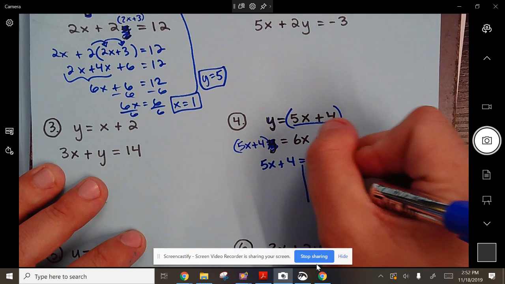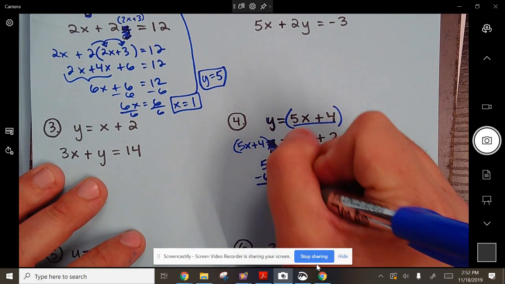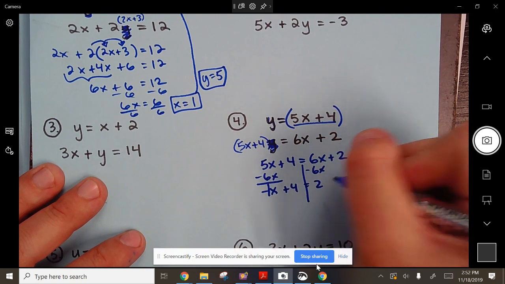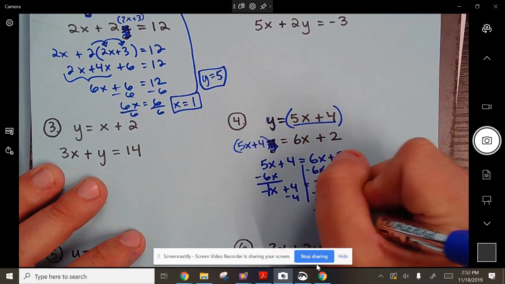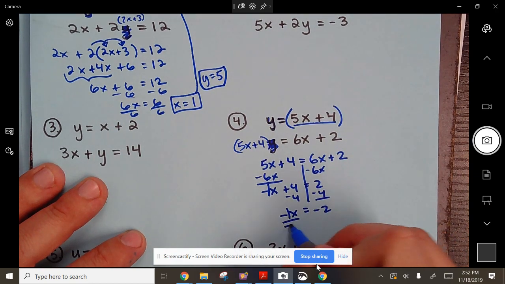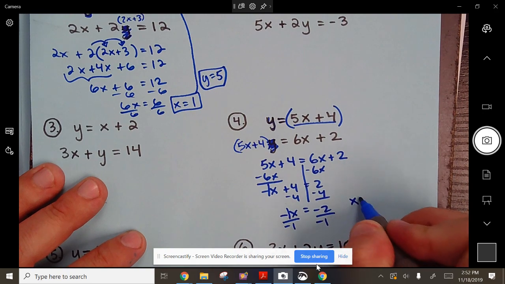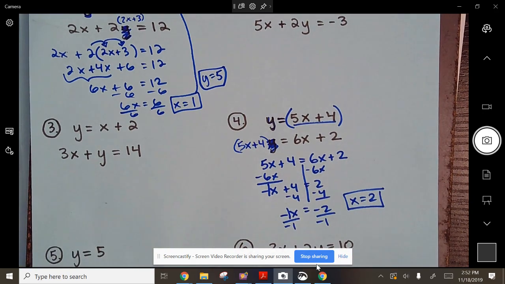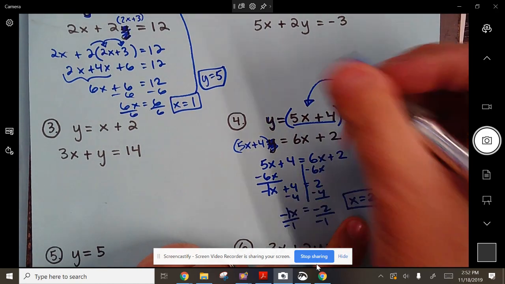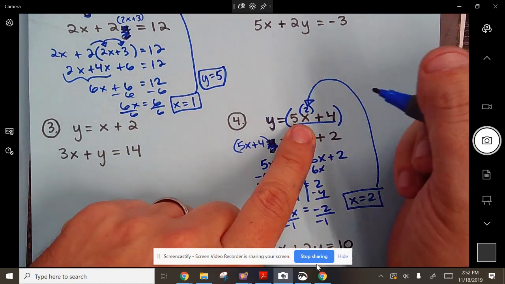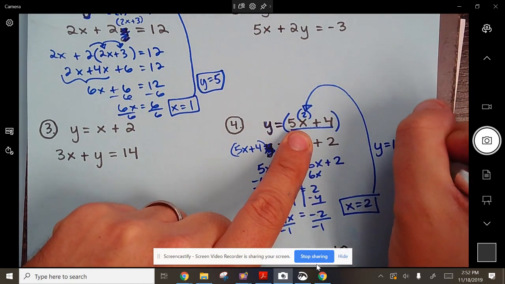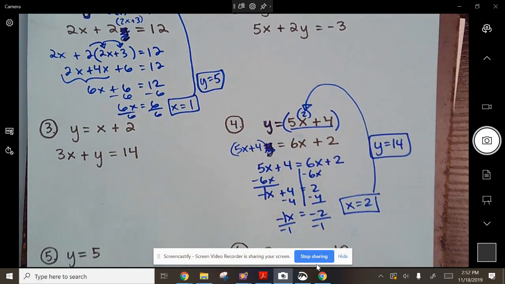I go letters to the left, or negative 1x. Then I subtract 4. I get 2, so I have negative 1x equals negative 2. Divide negative 1. X equals positive 2. If I take the 2 and I plug it in for x, 5 times 2 is 10. 10 plus 4 is 14. So again, we plugged it back in.